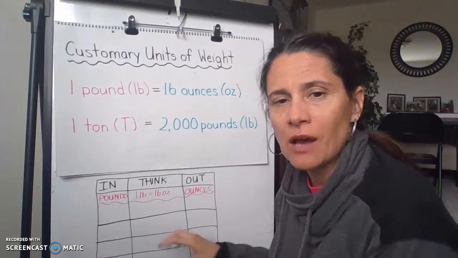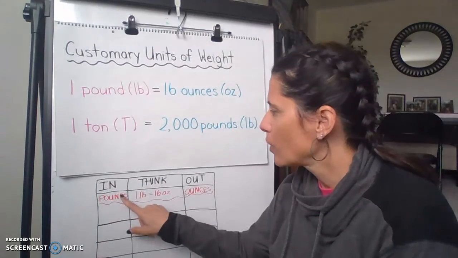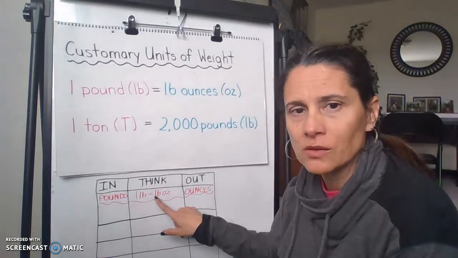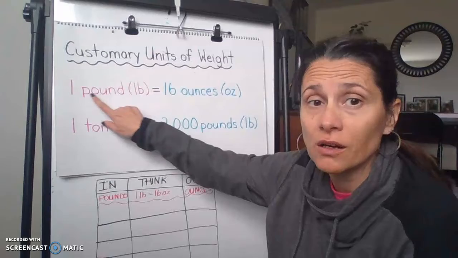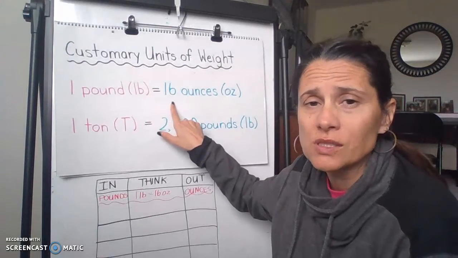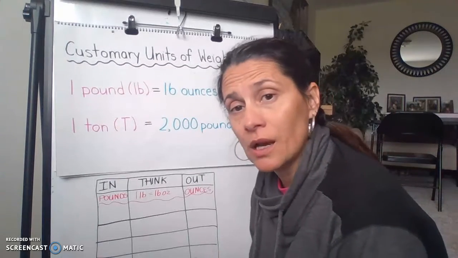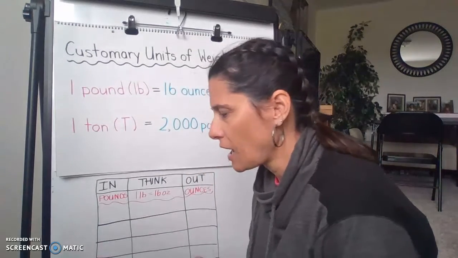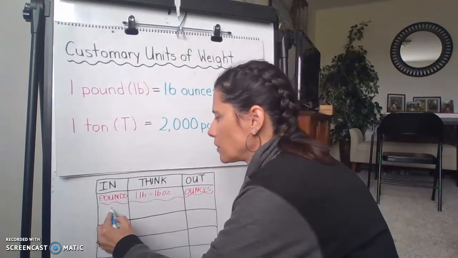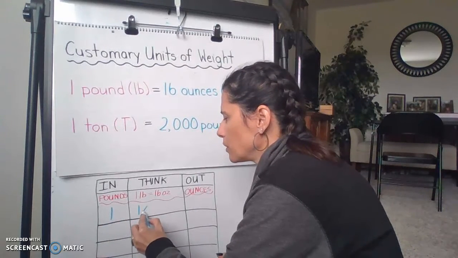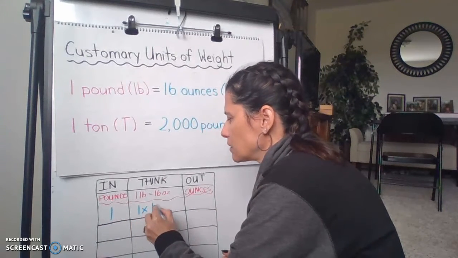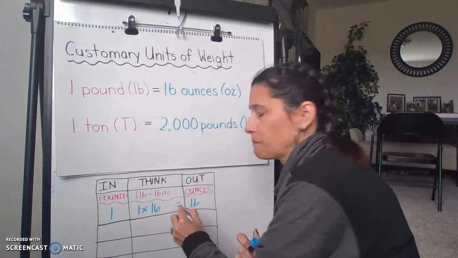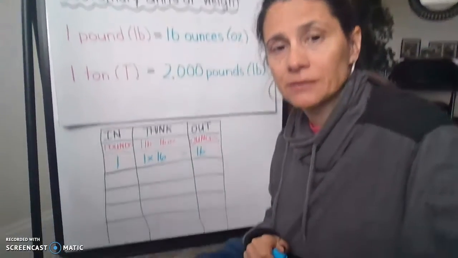So I have our in-out chart with our think already filled out. We're going to go from pounds to ounces, and I've already put 1 LB equals 16 ounces where I got from right here. 1 group equals 16. Okay, so we're going to do our in and out, and then we'll do our problems here at the bottom. Alright, so if we have 1 pound, we have 1 group of 16, that means 1 pound is 16 ounces. Remember, this is where our multiplication one comes in.